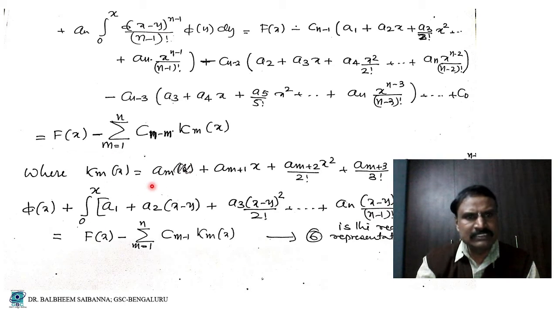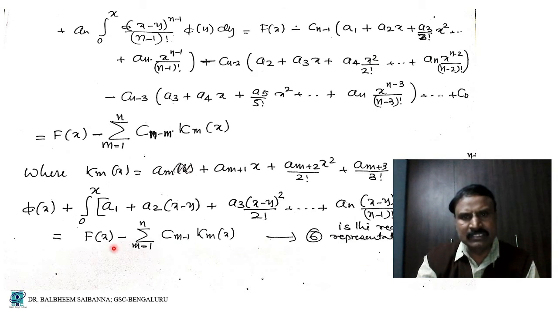Then right hand side is f of x minus summation of m is equal to 1 to n, c m minus 1 k m of x. Equation 6 is the required integral representation of the nth order differential equation.